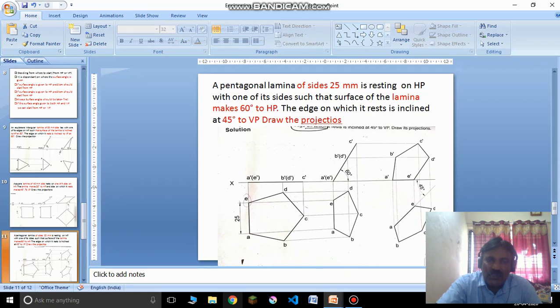Again, the edge on which I am resting is AE. That must be at 45 degrees. Draw a 45 degree line and reconstruct this second object on this 45 degree line such that AE is on the 45 degree line. Then draw the projection from all the points of this pentagon, and then obtain the front view for this. I hope all of you understood. So thank you so much.